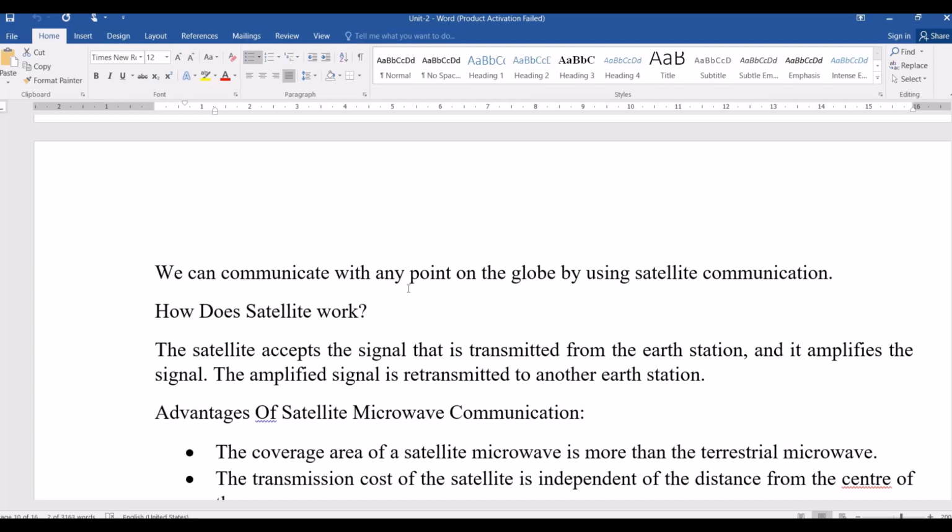How do satellites work? The satellite accepts the signals that are transmitted from the earth stations. Earth stations are the uplink. It uplinks the signals and amplifies them, then transmits the amplified signals back to the earth station again. This is called the downlink.